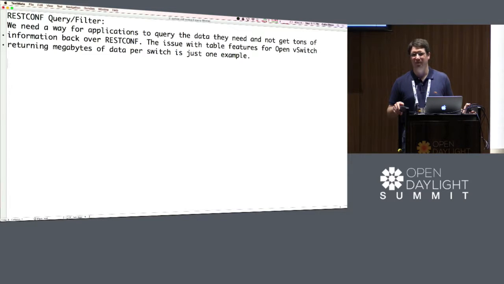I have a problem statement, but I don't really have a proposed solution, and I'm curious. You could even do the querying at the RESTCONF level. Do you do it at the DOM data store level? I don't know.